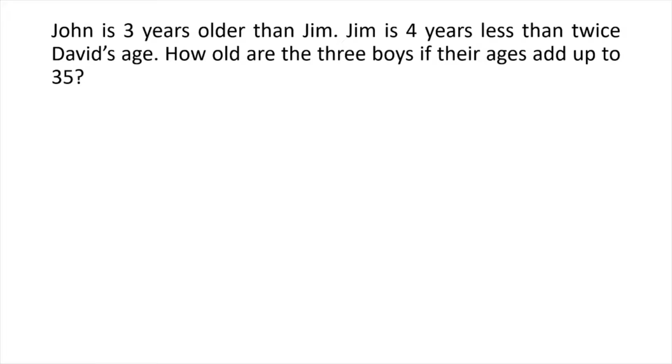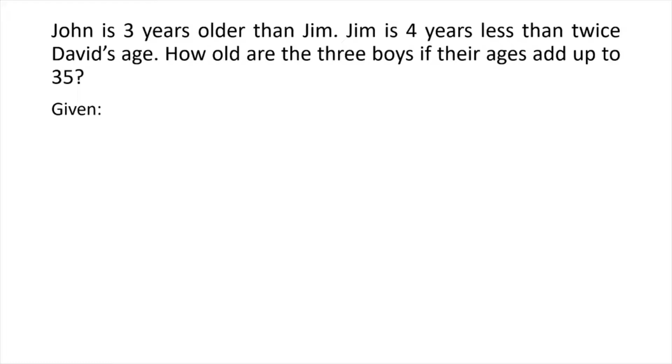John is 3 years older than Jim. Jim is 4 years less than twice David's age. How old are the three boys if their ages add up to 35? Okay, so let's use the given required solution format. To start, let us define some unknown quantities or unknown values.